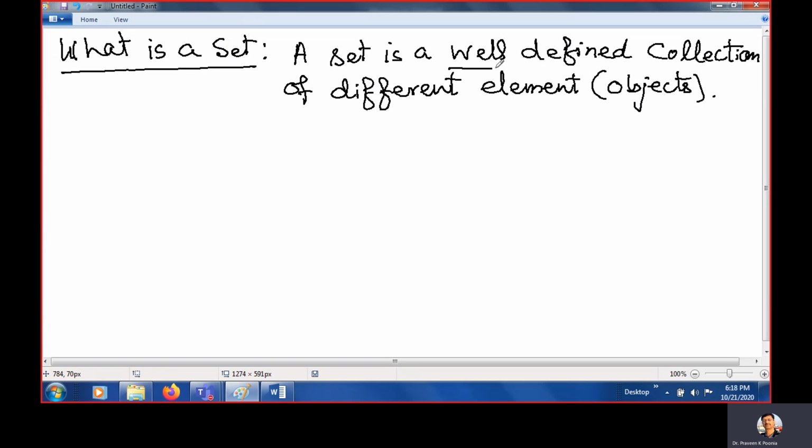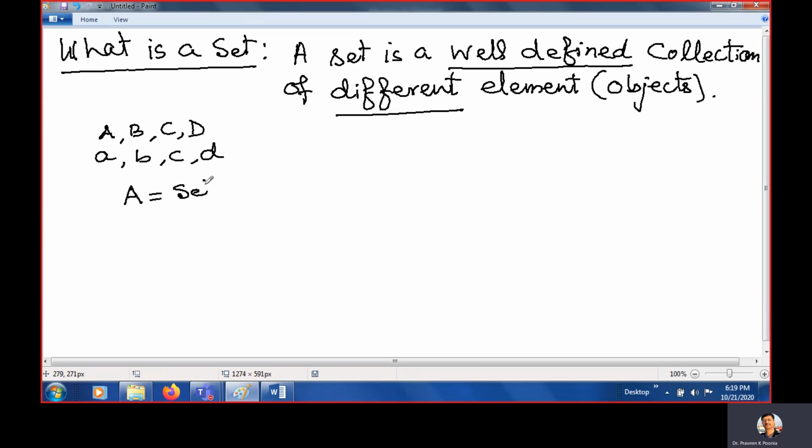Clear? So here we have two things. Number one, it should be well defined. And number two, all the elements, all the objects should be different. Sets are denoted by capital letters A, B, C, D, while the objects or elements are denoted by small case letters a, b, c, d. If I want to write a set, it is like the set of natural numbers up to 10.